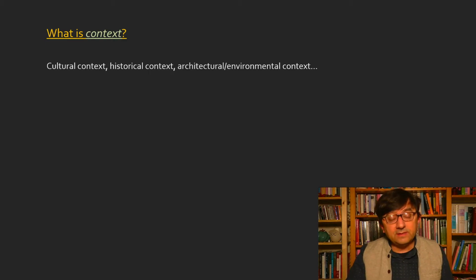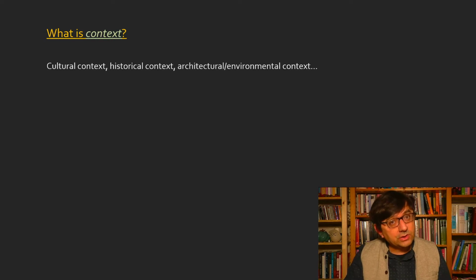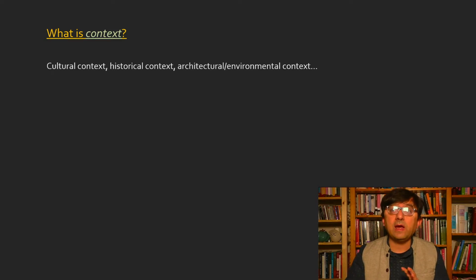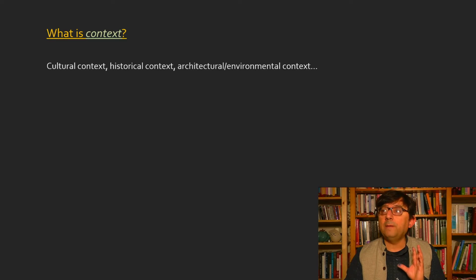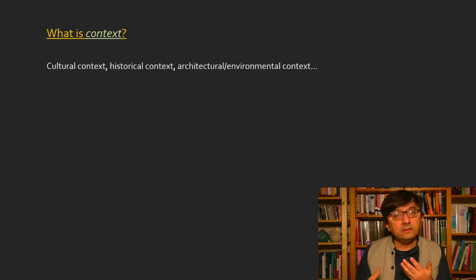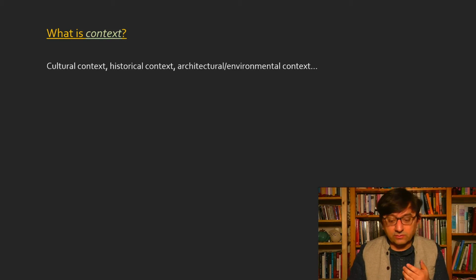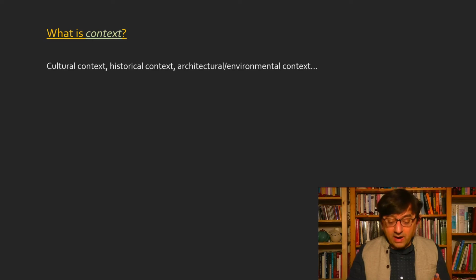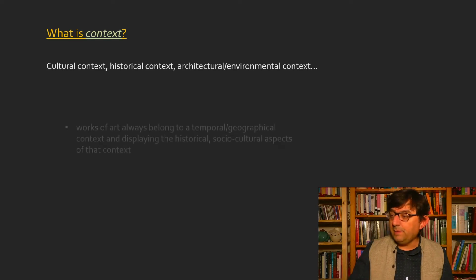So we have different types of contexts. We have cultural context, in which specific culture an object is made, or historical context, the time period in which it is made and used. Architectural context, where it is found, where it was located. Imagine the Sistine Chapel and that particular painting in the dome. That architectural context is very, very important. And the environmental context in which a particular monument or artwork exists.